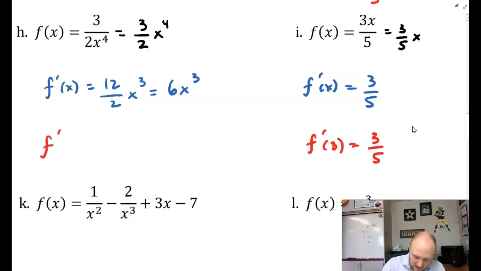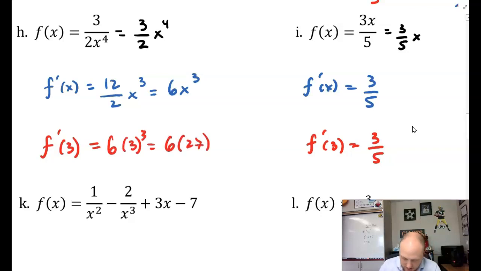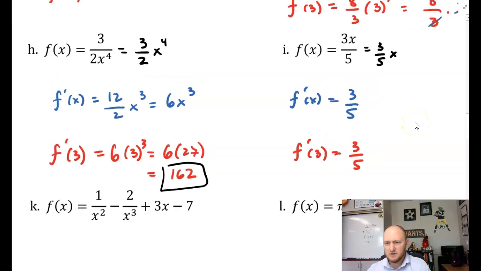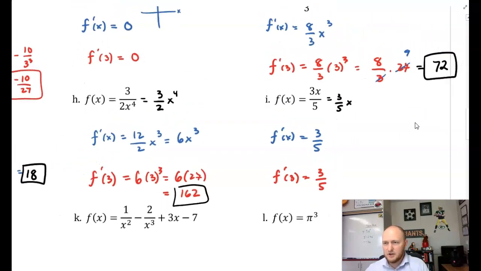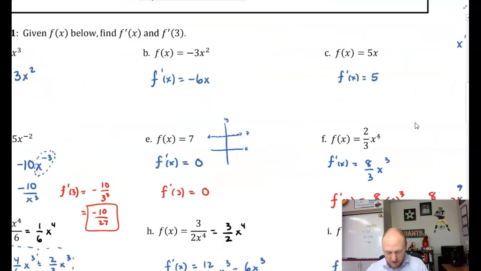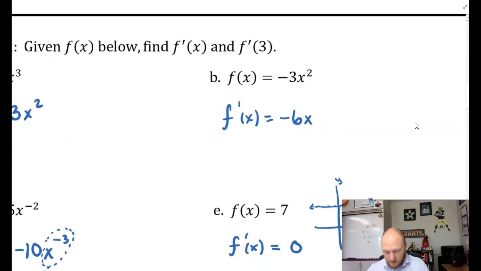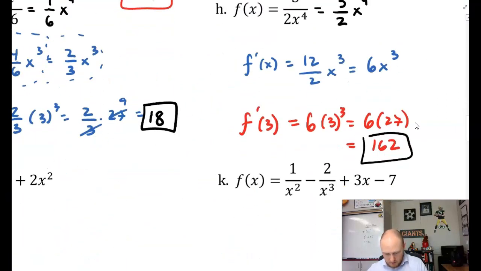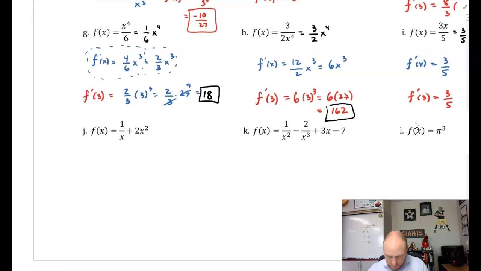And then over here, f prime of 3 is equal to 6 times 3 cubed, 6 times 27, which is 120 plus 42 gives us 162, I think. Don't be mad at me in the comments if I got that wrong. I think that's it, though. You know what I was just thinking, too? Did they want us to find f prime of -3? No, f of 3. We're good. Okay. All right.